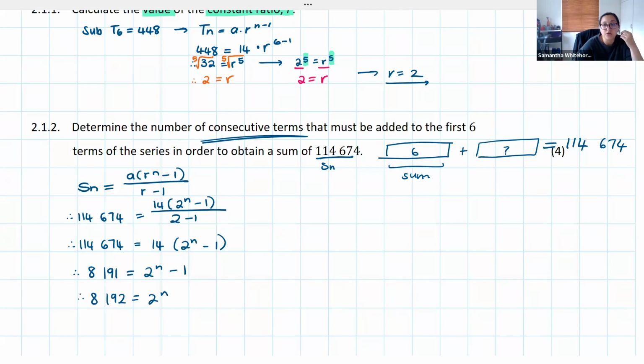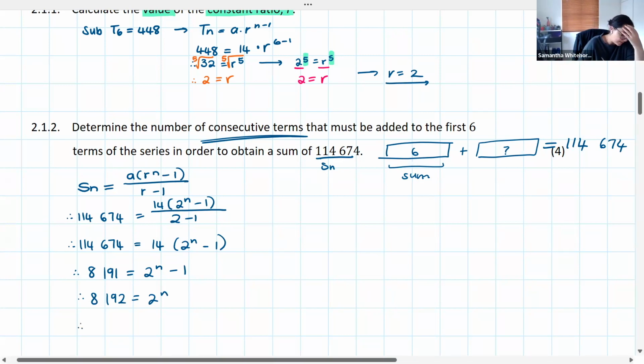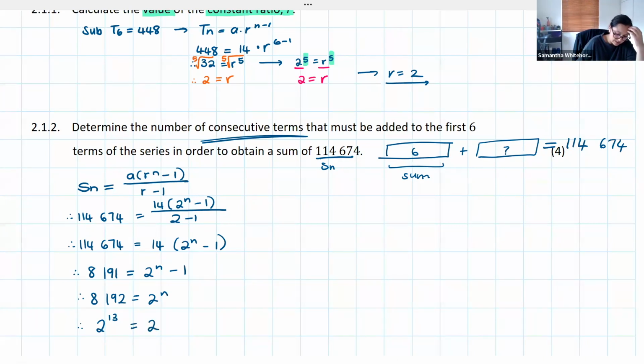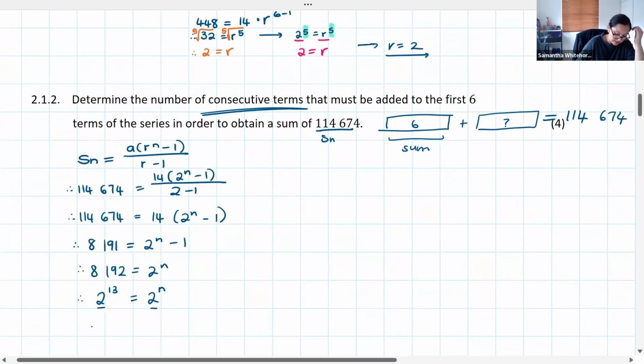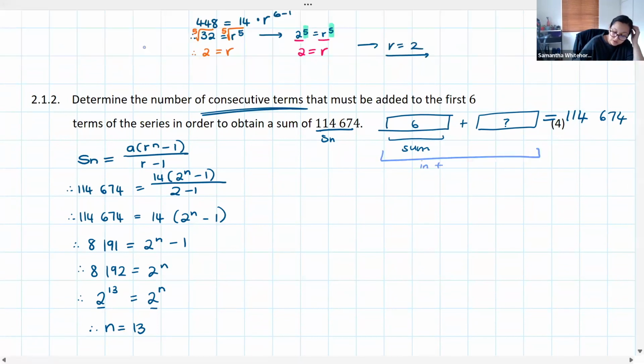And now here, because we're solving for an exponent, we are going to have to use that shift back button on our calculator. So if you type in 8,192, push equals, and then say shift back, you get that 2 to the power 13 is the same thing as 8,192. Your bases are the same, and so what that means is that your n value is equal to 13. So what that's saying, if we go back up to this beautiful diagram I have here, is that in total, we're adding 13 terms.